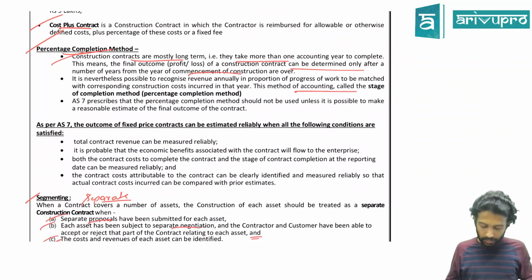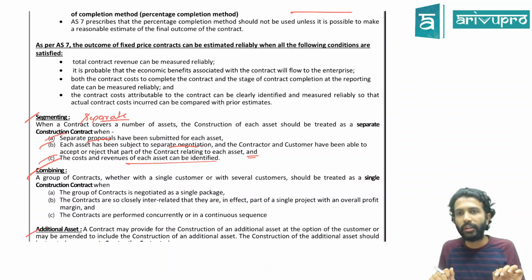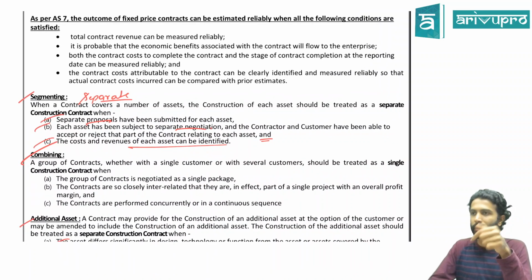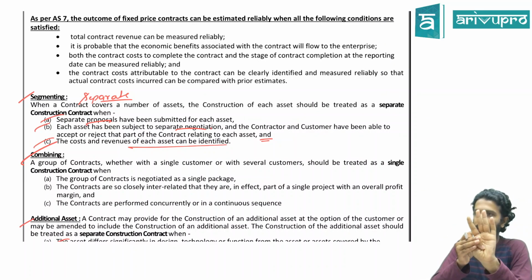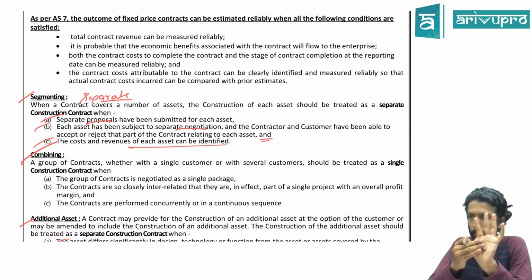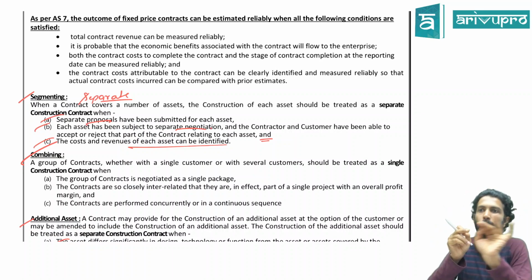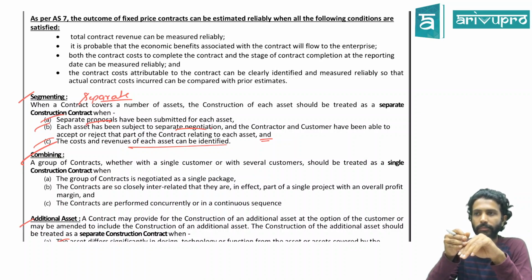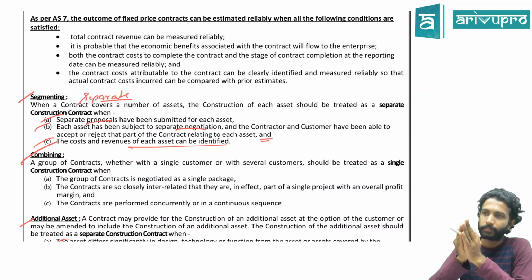Then we discussed whether we should treat something as a separate contract or one contract. How do you find out whether it's a separate contract? Three factors. For it to be a separate contract, there should be a separate proposal and separate negotiation. Cost and revenue also you should be able to identify and measure separately. Then it is a separate contract. Or else combine the contracts and treat it as one.